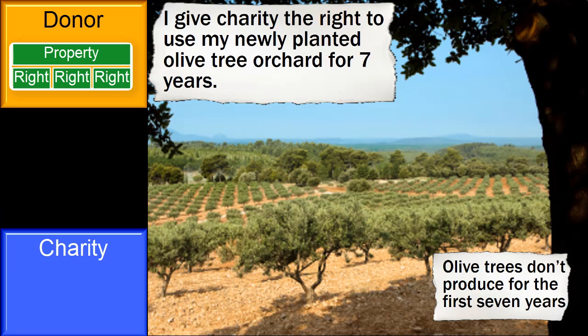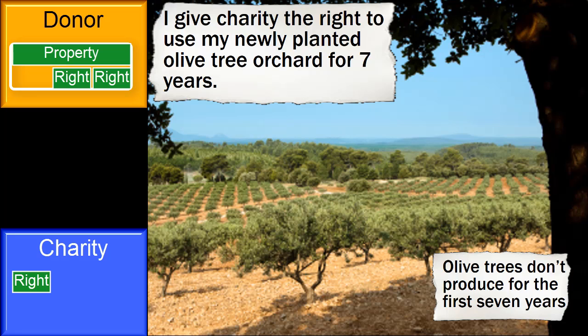Or let's reverse the situation and give the charity the right to use the property while the donor retains ownership at the end of the use. Suppose a donor gives a charity the right to use his newly planted olive tree orchard for 7 years. What if the donor was allowed to deduct the fair market rental value for farmland? In this case, the land produces nothing for the first 7 years. Newly planted olive trees do not produce until after 7 years.